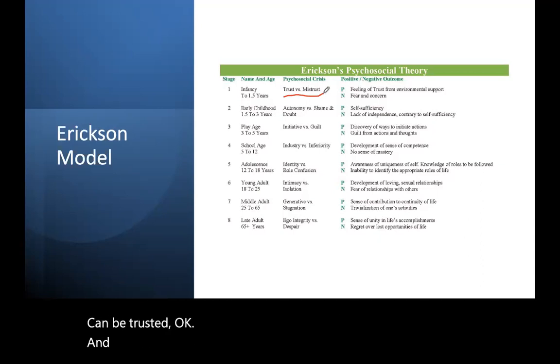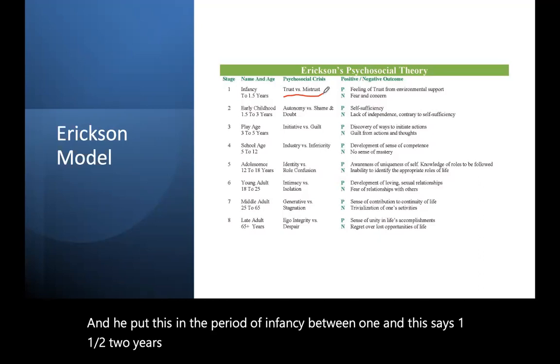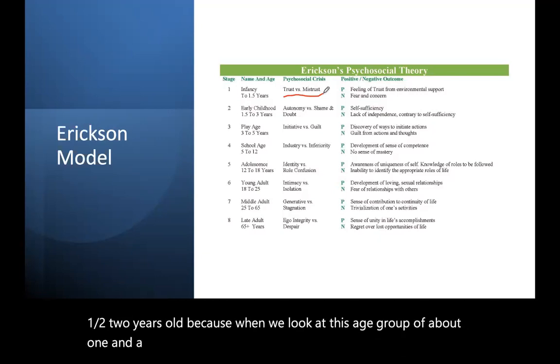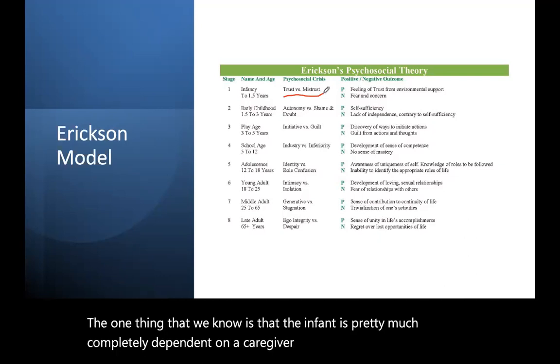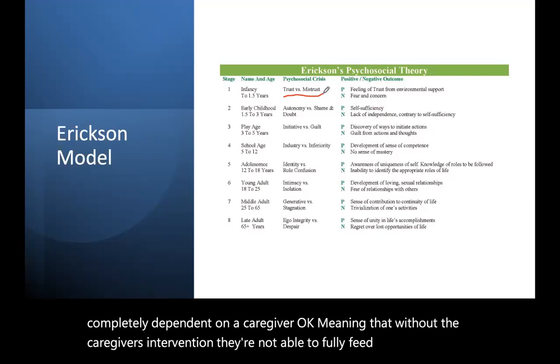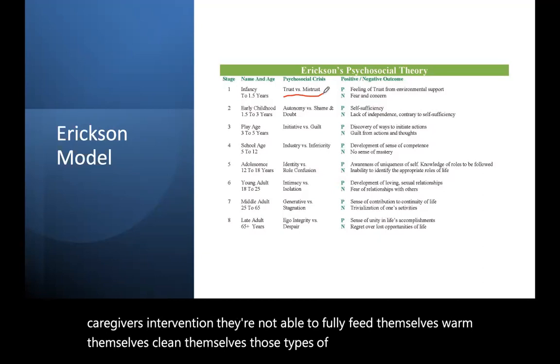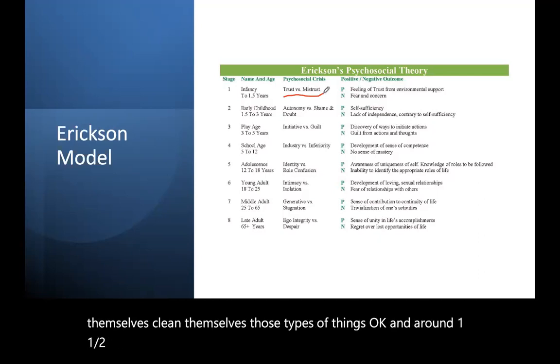And he put this in the period of infancy, between birth and, this says, 1.5 to 2 years old, because when we look at this age group, the one thing that we know is that the infant is pretty much completely dependent on a caregiver, okay? Meaning that without the caregiver's intervention, they're not able to fully feed themselves, warm themselves, clean themselves, those types of things, okay?